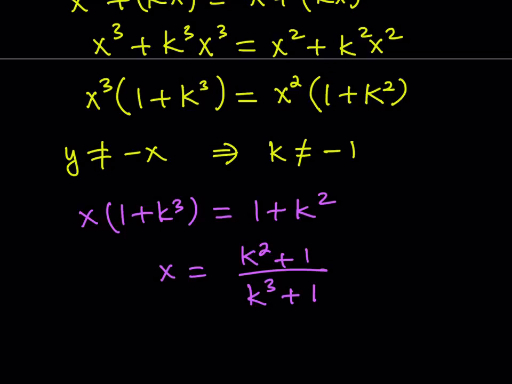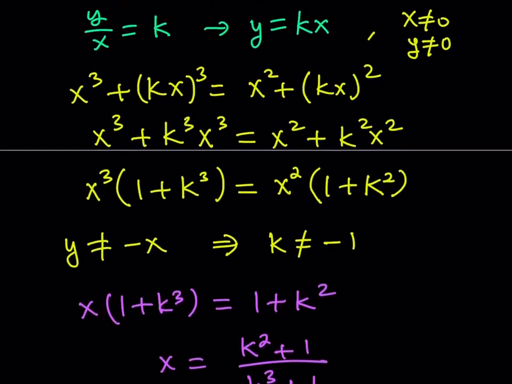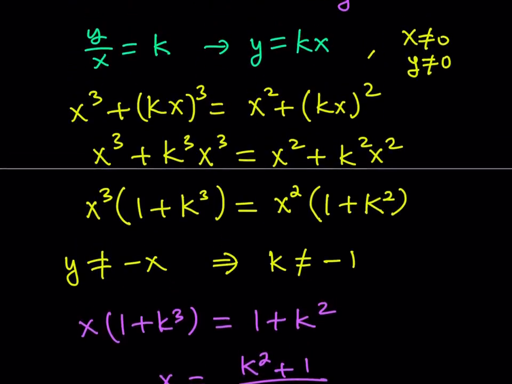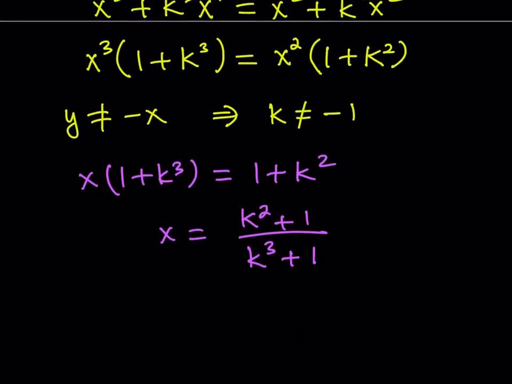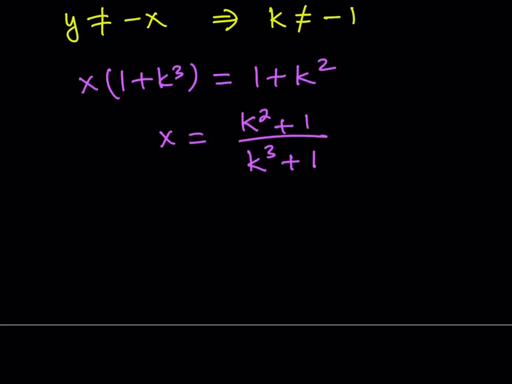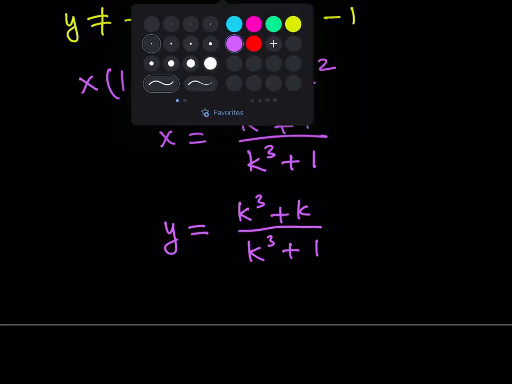So now we have a value for x, but what about y, right? Well, remember when we started the substitution, we assumed that y can be written as k times x. So since we have a value for x, we can just go ahead and multiply this by k to get the value for y. All right? So if you go ahead and multiply this by k, that's going to look like k cubed plus k divided by k cubed plus 1. Okay, great. So this basically brings us to the end of this video.